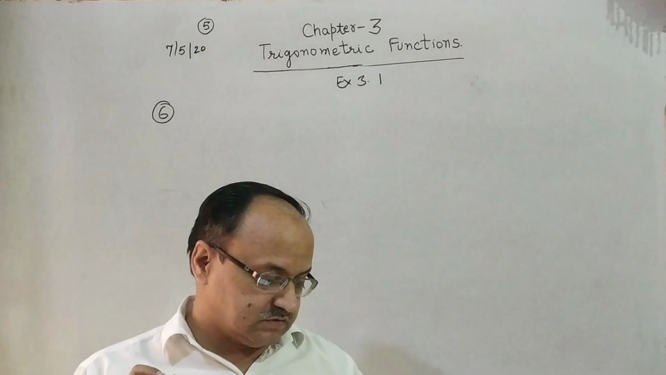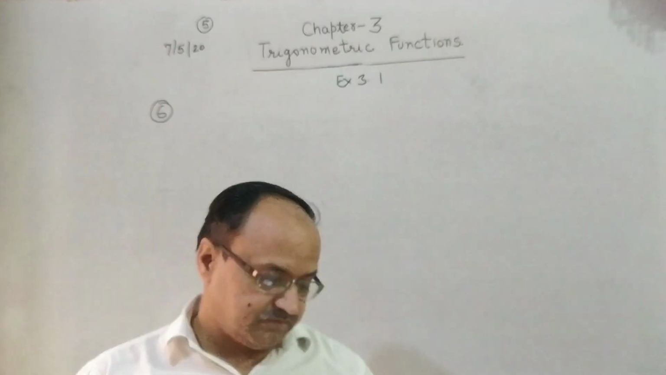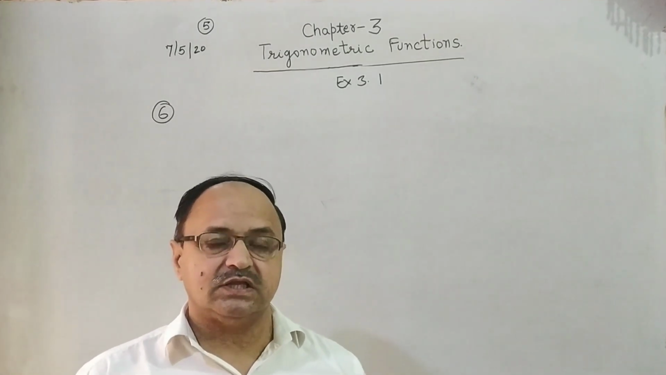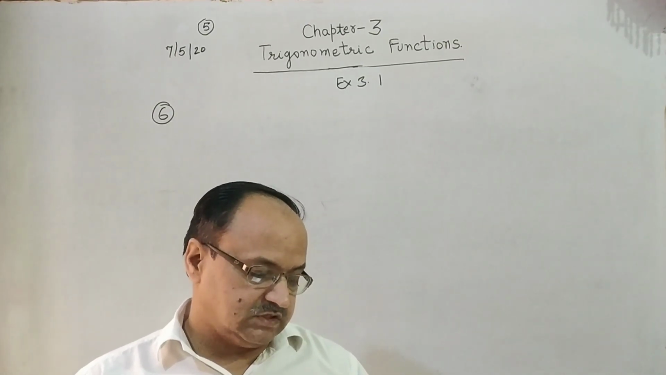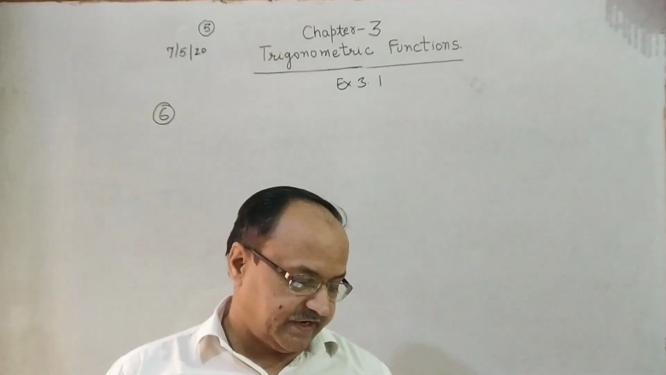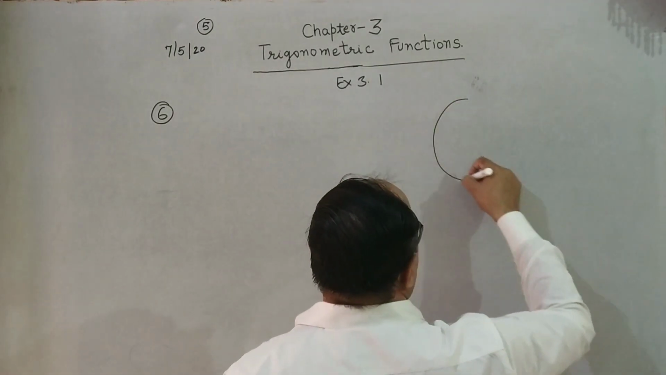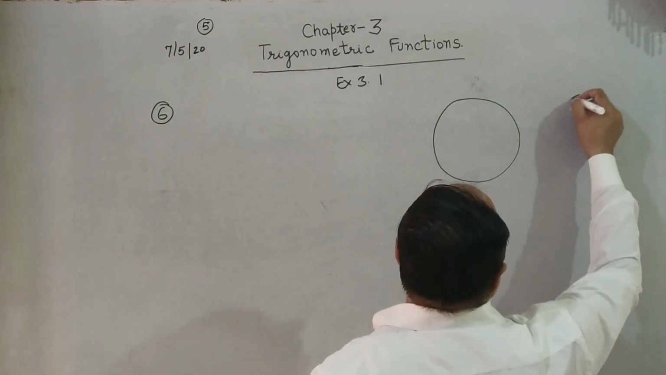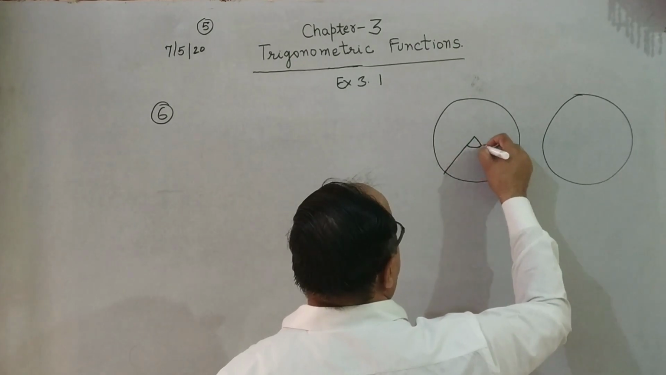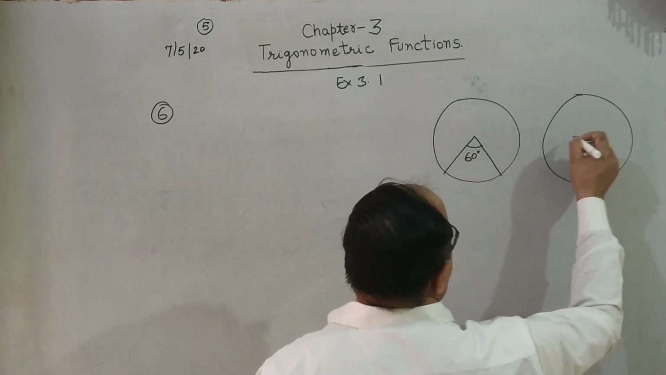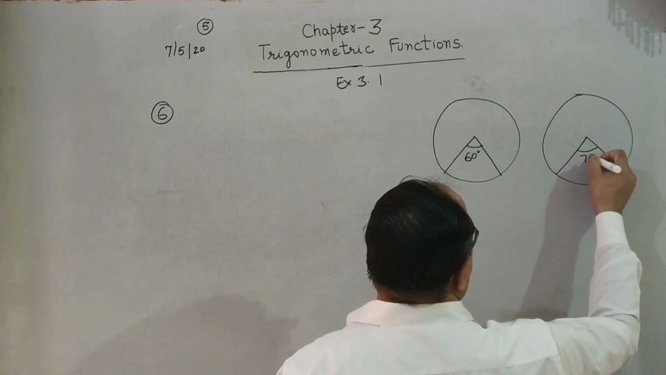What is question number 6? If in two circles, arcs of the same length subtend angles of 60 degrees and 75 degrees at the center, find the ratio of their radii. There are two circles. The central angle of one circle is 60 degrees and the central angle of another circle is 75 degrees.